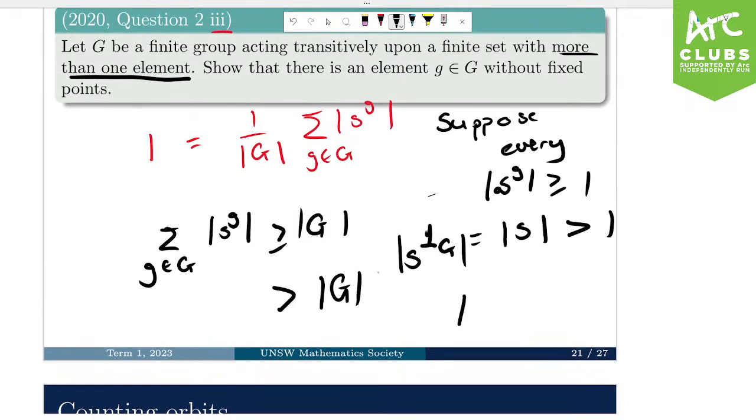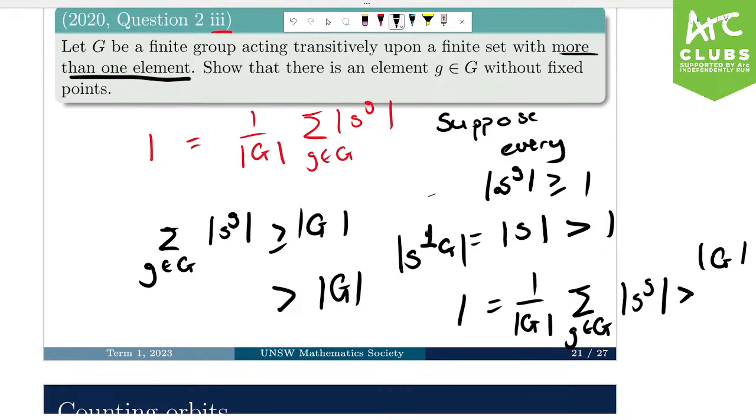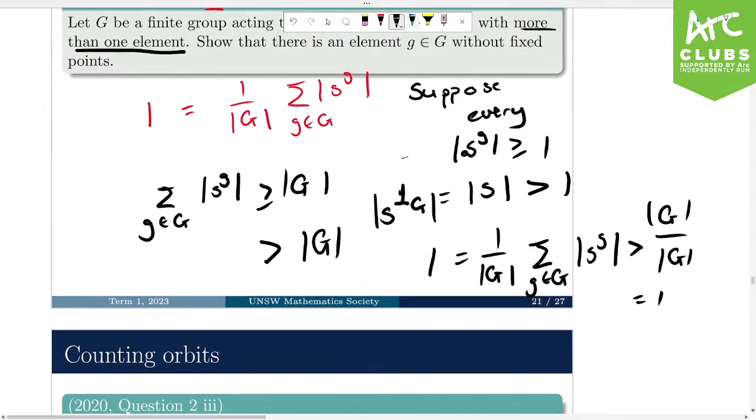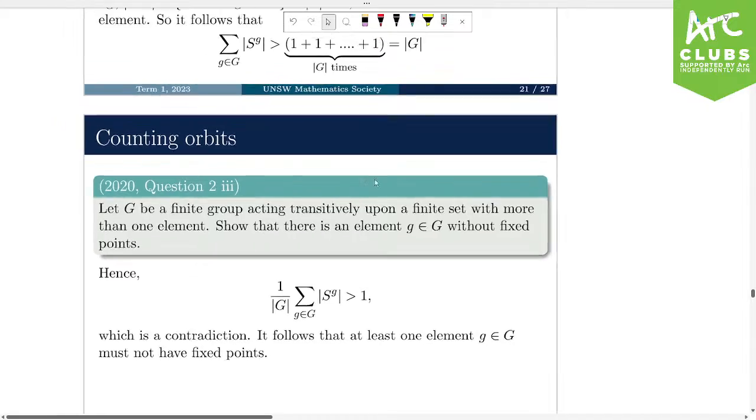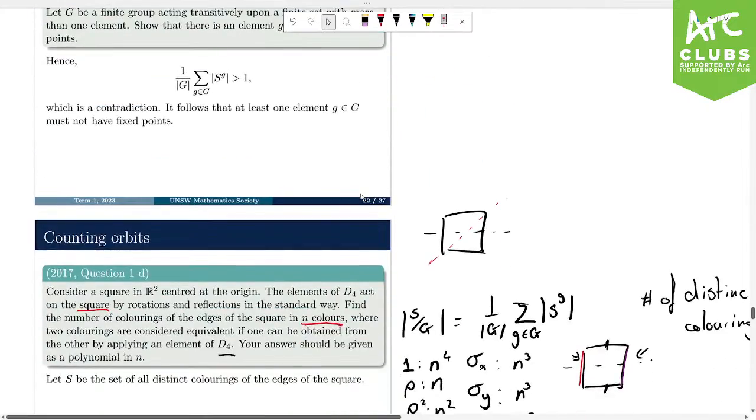So we have 1 is equal to 1 over |G| times this sum, which is strictly larger than |G| over |G|, which is 1, which is a contradiction, so there has to be some elements in G without fixed points. And again, this solution is typed up.